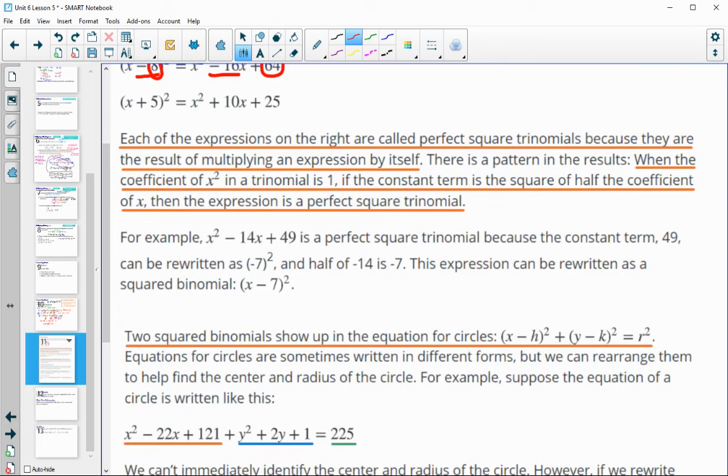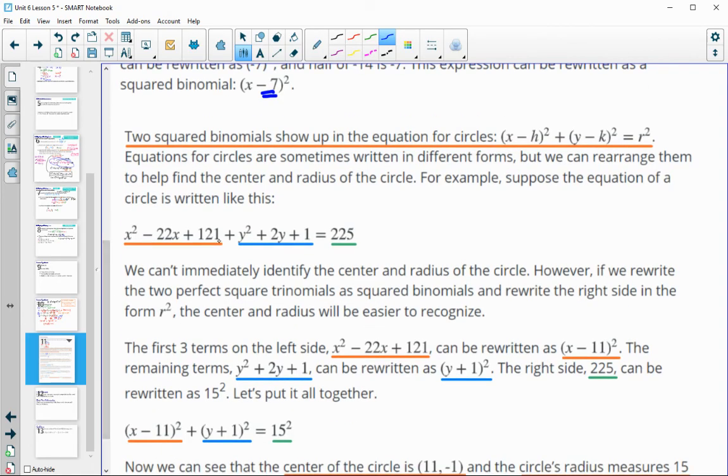So each expression on the right is called a perfect square trinomial because it's the result of taking the exact same binomial, 2 terms, times itself. And we get this pattern: when the x squared has a coefficient of 1, then the last term is the square of half the coefficient. So half of 10, squared, is what this is saying. Half of that middle term squared. So in this one, half of negative 14 is negative 7, squared is 49.